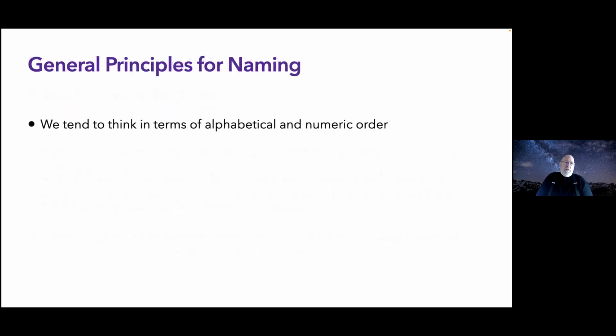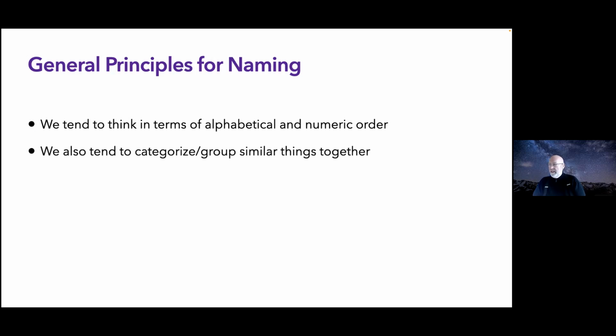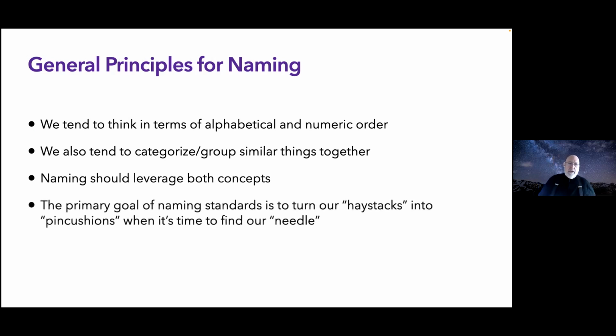So let's look at general principles for naming before we get into actual naming. And that is, we tend to think in terms of alphabetical or numerical order. And we've been conditioned to that from childhood. We also tend to categorize and group similar things together. That's a human nature kind of tendency. Naming should leverage both concepts. And as I said earlier, the primary goal of naming standards is to turn our haystacks into pincushions when it's time to find our needle.